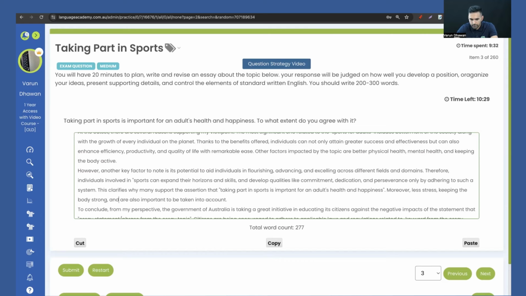and a positive work-life balance. You can write work-life balance is again associated with why it's important to participate in sports. It helps us maintain work-life balance. Or if you don't want to write work-life balance, you can write less stress, keeping the body strong, and increasing the overall happiness and satisfaction.